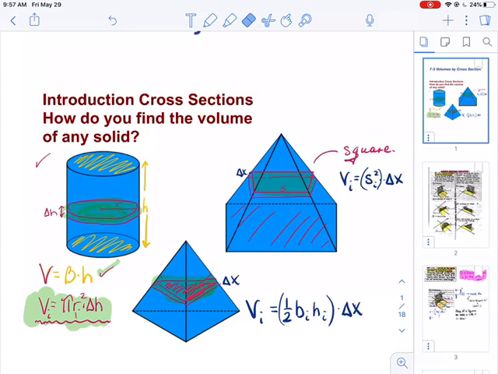And then if you look at the square pyramid and the triangular pyramid, I've got a cross-section cut out there where I have a V sub I, or that representative slice out of the pyramids. And we find the square pyramid by taking S sub I squared times the thickness of that slice, which is delta X. It could be delta anything, but it's delta X. And then V sub I is equal to 1/2 base times height for the triangular pyramid, and then we multiply by delta X.